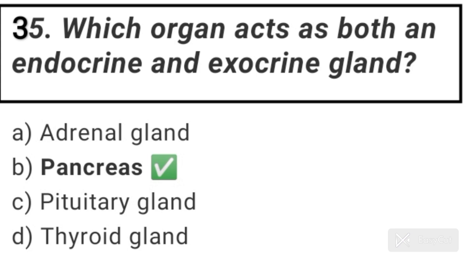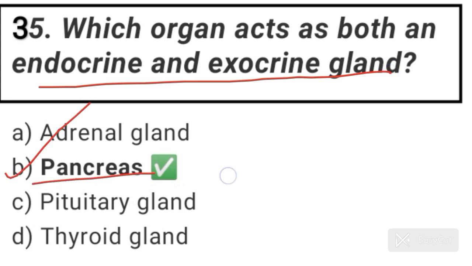क्वेश्चन नंबर 35. विच ऑर्गन एक्ट्स एज बोथ एन एंडोक्राइन एंड एक्सोक्राइन ग्लैंड? आंसर इज ऑप्शन बी. पैनक्रियास. Because pancreas has two main functions. It produces insulin to regulate blood sugar level. And second, it makes digestive enzymes that help break down food in the small intestine.